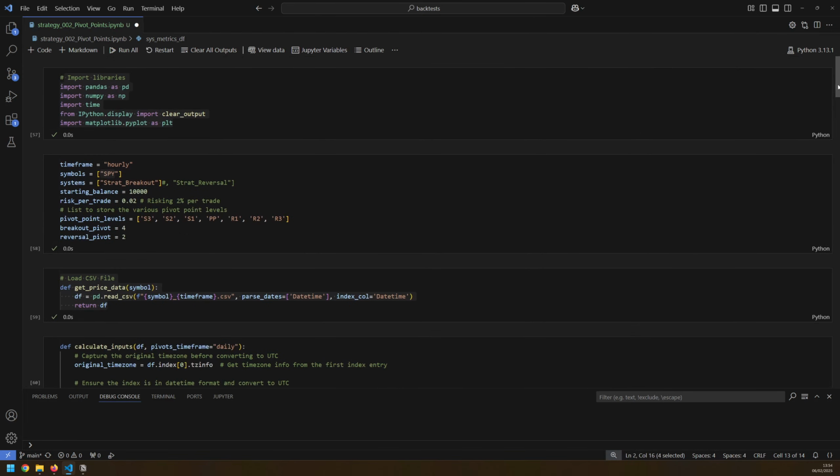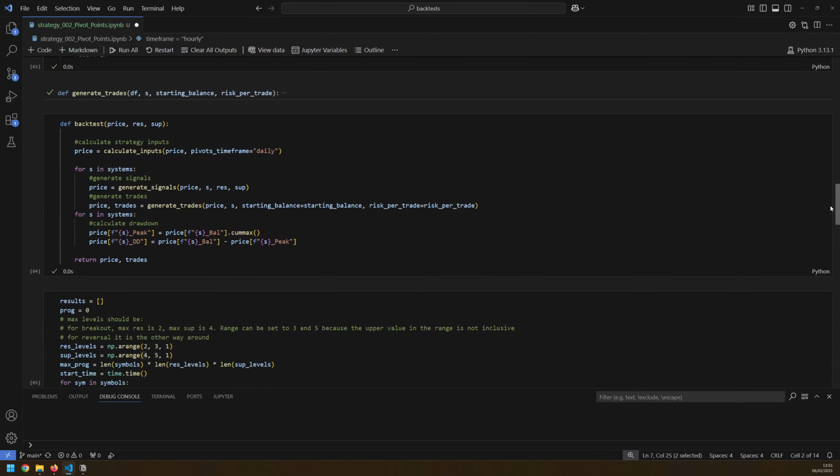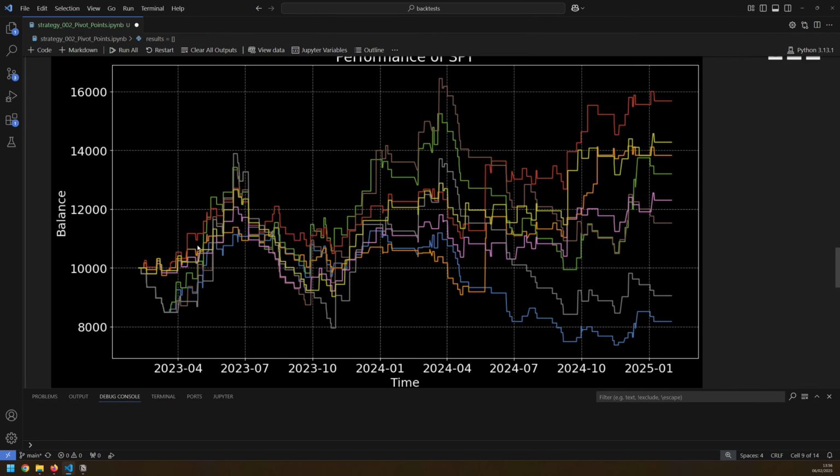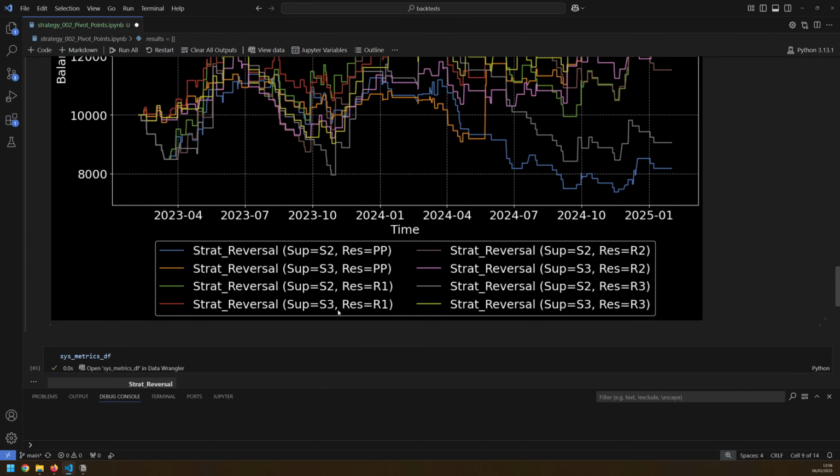Now I'm going to do the same thing, but I'm going to change this to a reversal instead. And straight away, I'm just going to test the full range of stops and take profits. The reversal strategy definitely looks a bit choppier, but the parameters that come out ahead are on this red line here. So the red line is a support of S3, which is actually the same one as for the breakout. So it seems that putting the stop loss at S3 works best for both of them.